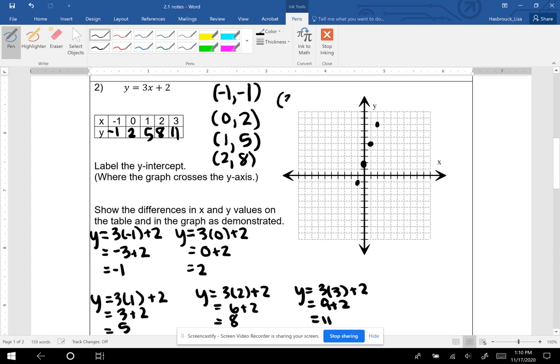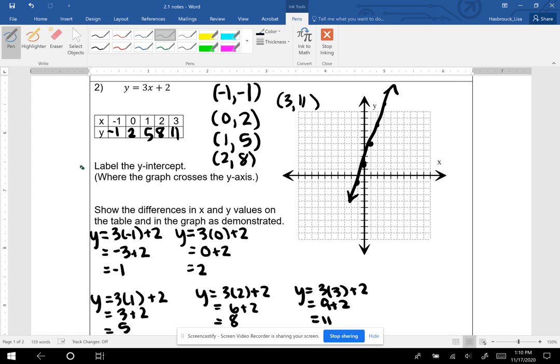And that last one is 3, 11. So I go right 3, up 11, which is going to be off our graph for this one. I'm going to draw my line with my arrow. And that's it for graphing it.